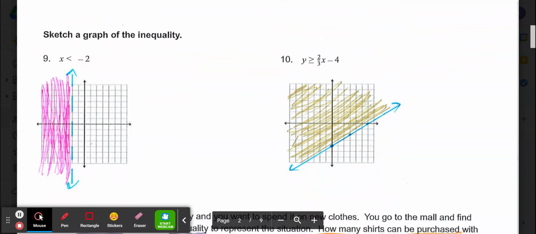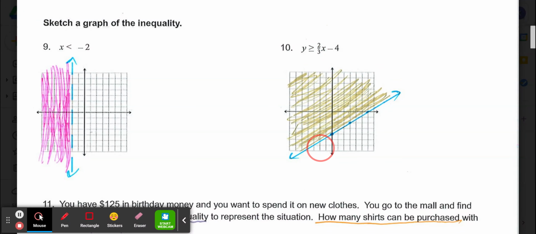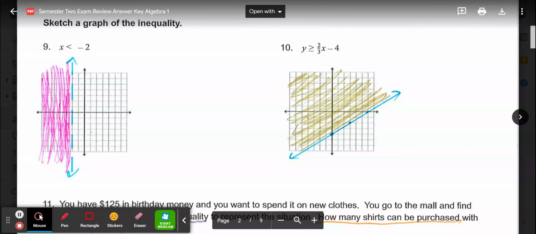Graphing inequalities. If it's less than or greater than, we have a dashed line. Greater than or equal to, less than or equal to, we have a solid line. Then x is less than negative 2, dashed vertical line through negative 2. Shading would be to the left because all those values are less than.